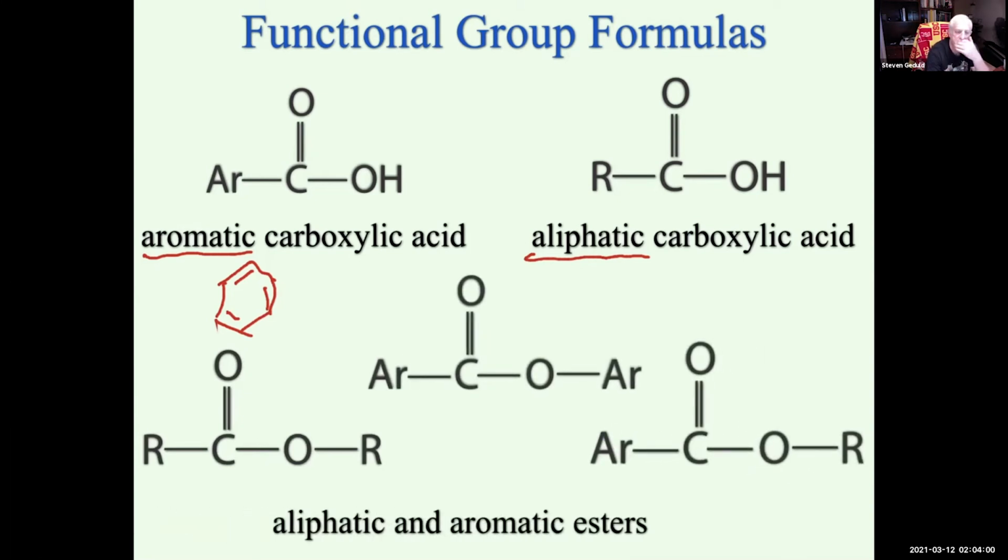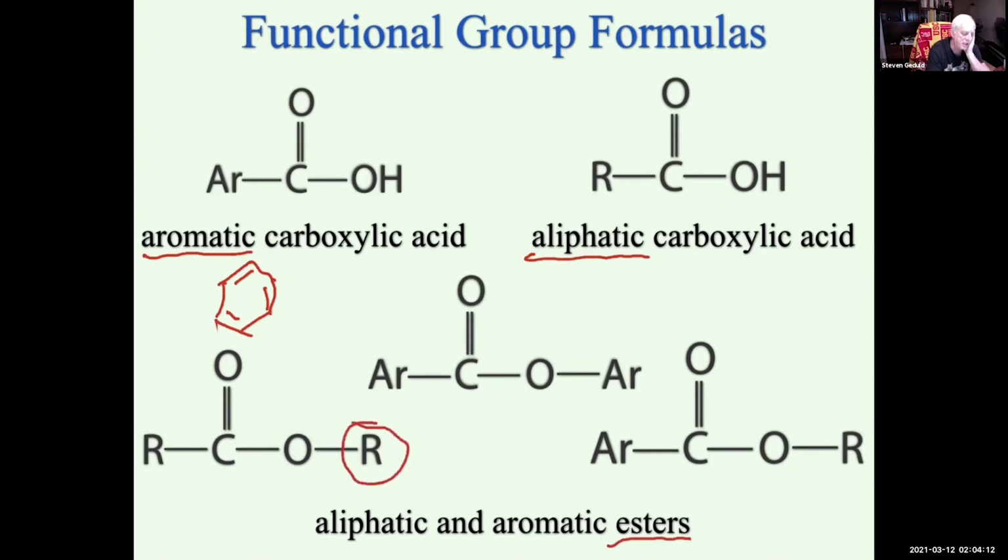So you have aliphatic and aromatic esters also. These are esters. Esters are a carboxylic acid, but instead of the H here, we have an R group. Then it becomes an ester.